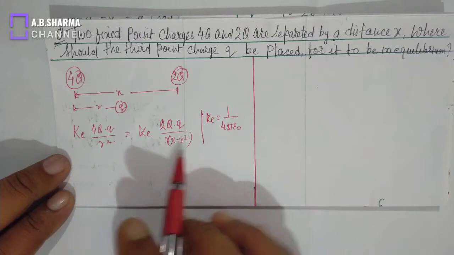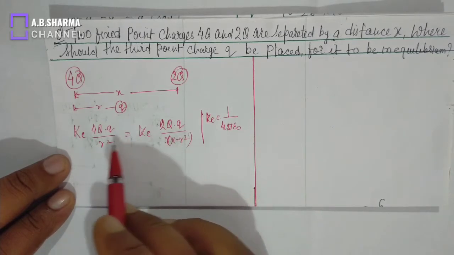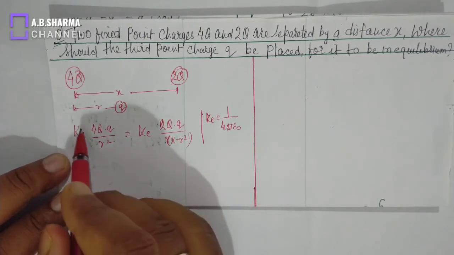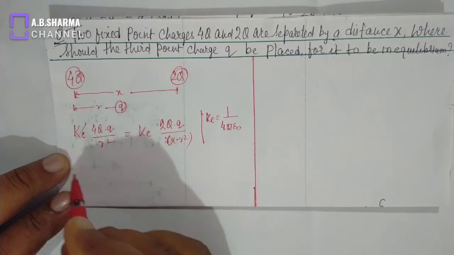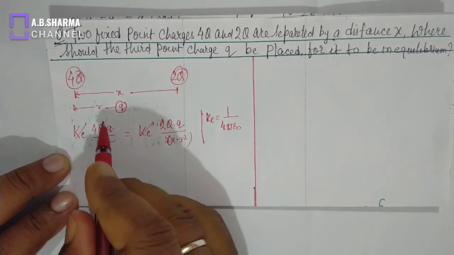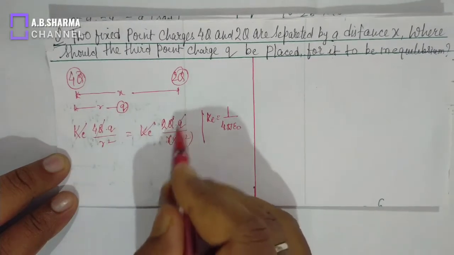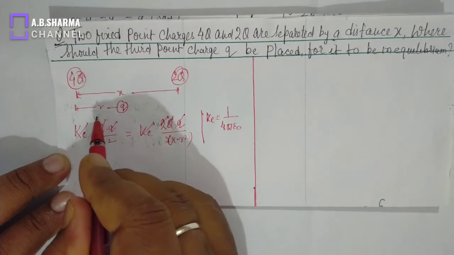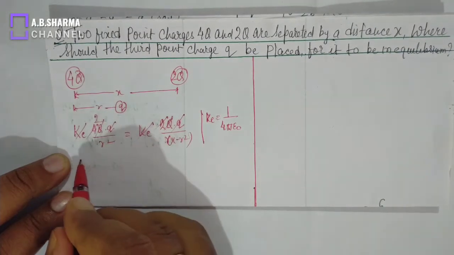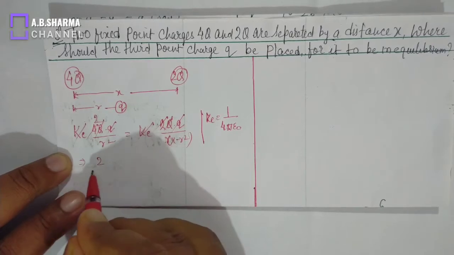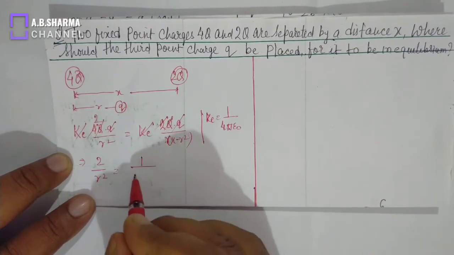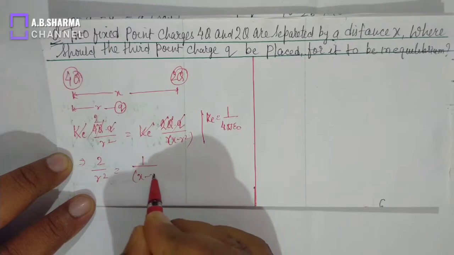Since the system is in equilibrium, according to the question, both the forces will be equal. Now Ke from both sides will be cancelled out. Q cancels out, small q cancels out. The r cancels, 2 to the 4. So this will become 2 by r square equals 1 by (x minus r) square.